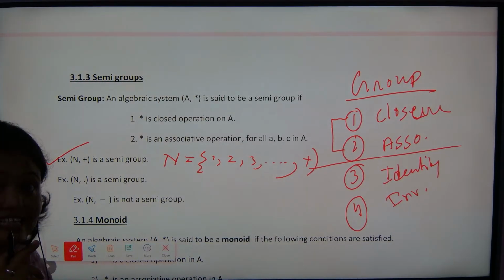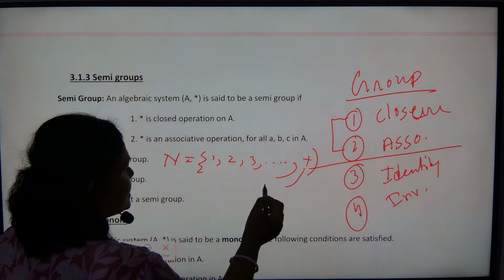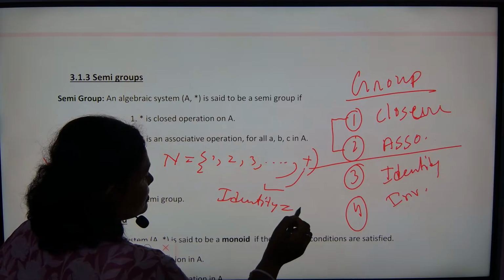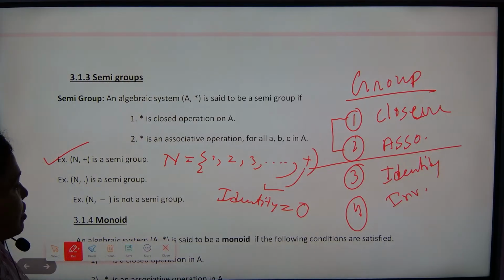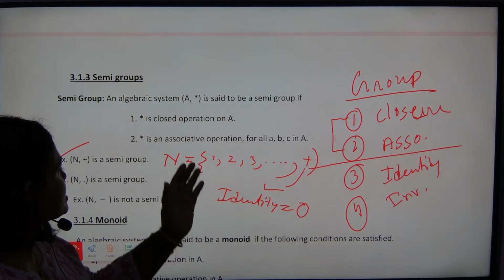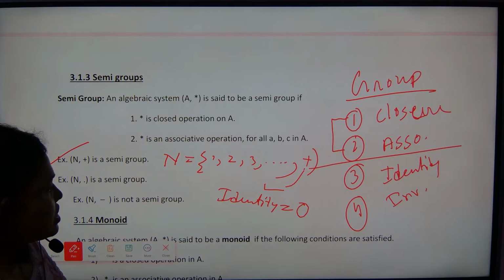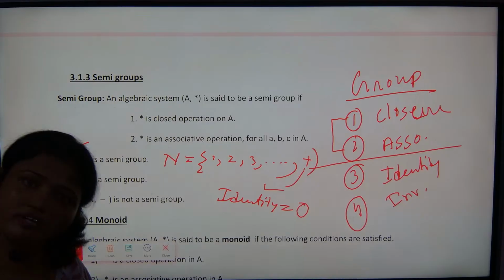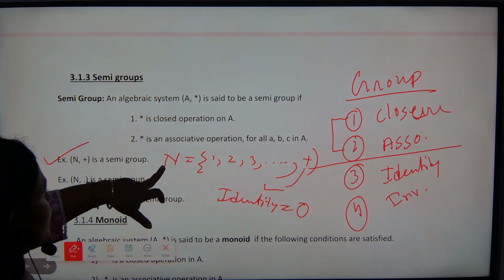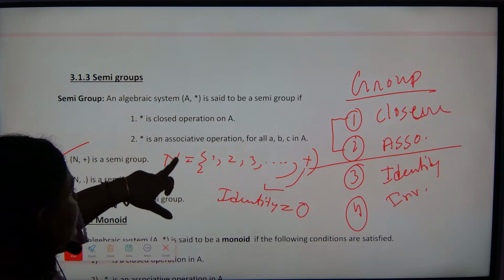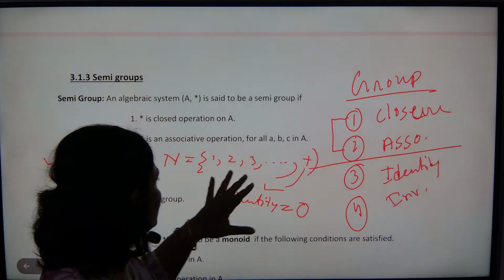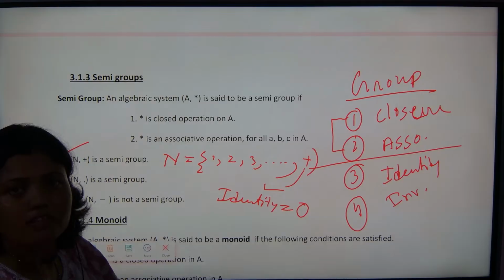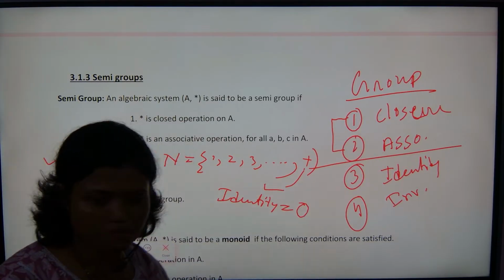Now in addition, what is the identity? This is a very important class. It is 0, but 0 is not there. So if identity is not there, there is no question of inverse, right? So it is not a group. This is called a semigroup because it is closed. If you add any two natural numbers, you get another natural number. It is associative automatically.